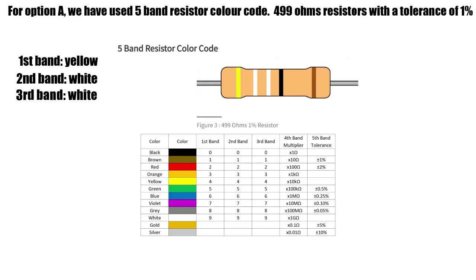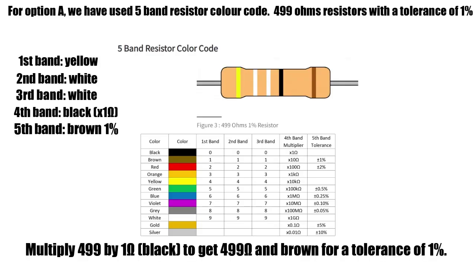For a 499 ohm resistor with a tolerance of 1%, the first band would be the first digit 4, which is yellow. The second band is the second digit 9, which is white, and the third band will be the third digit 9, which is also white. The fourth band is the multiplier. The fifth band is brown for a tolerance of 1%. We need to multiply 499 by 1 ohm to get 499 ohms.